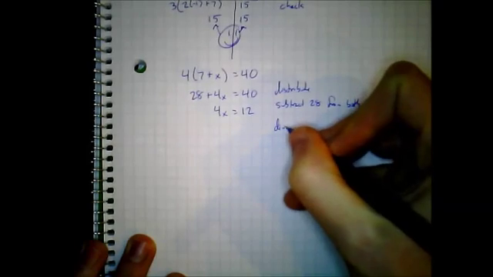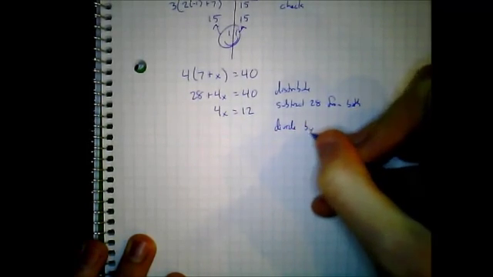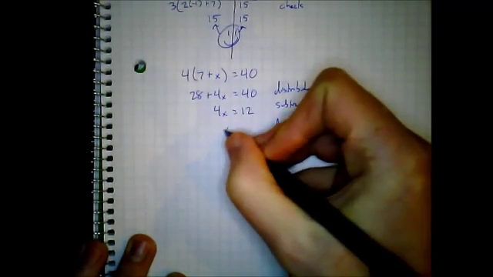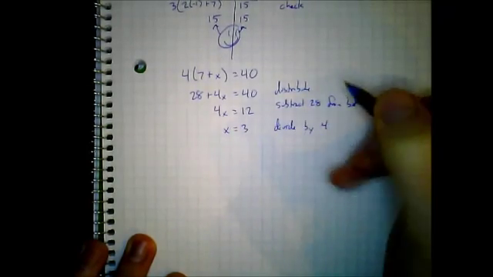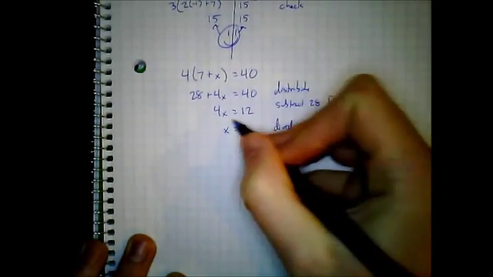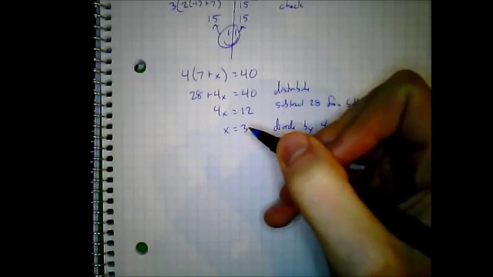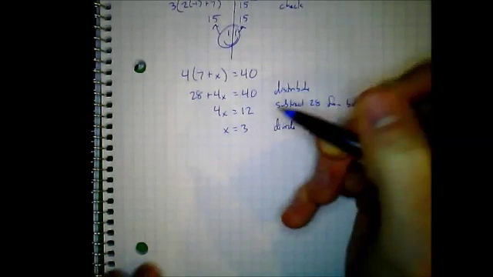So now I want to divide my 12 units between my 4x's, so I divide both sides by 4, and I get x equals 3. I divide my units by my x's. I'm dividing everything by 4, so I don't know what each x equals. So that's why I divide by 4, because I have 4 of them.